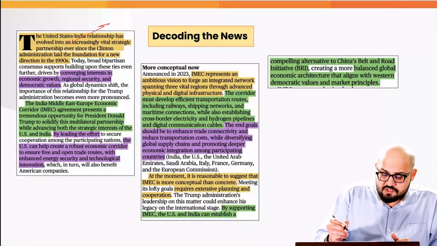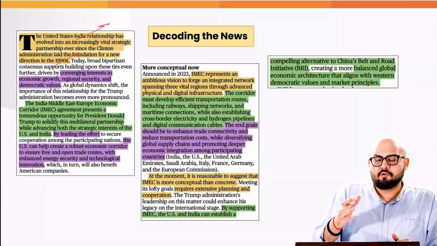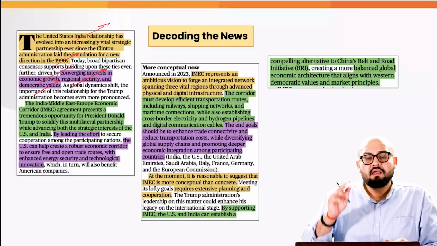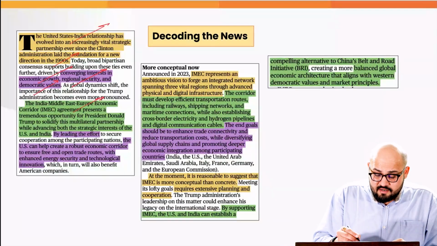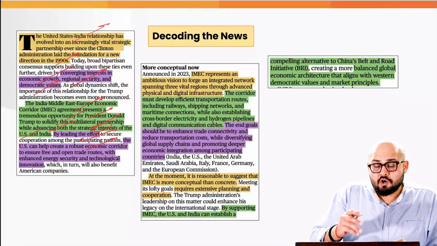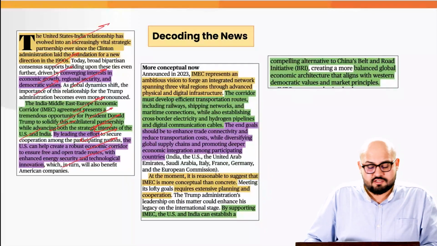The US-India relationship has evolved, especially from the times of Clinton since the 1990s, and it has focused upon multiple issues, be it economic growth, regional security, democratic values. One of the very important components is the IMEC agreement. It presents a tremendous opportunity for President Trump to solidify this multilateral partnership while advancing both strategic interests of the US and India. By leading the effort, the US can help create a robust economic corridor to ensure free and open trade routes with enhanced energy security and technological innovation.